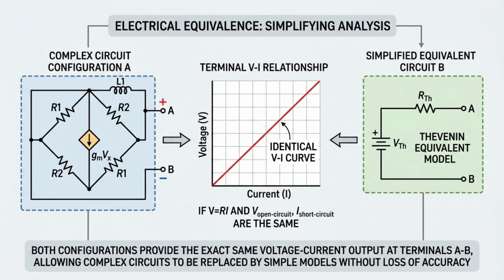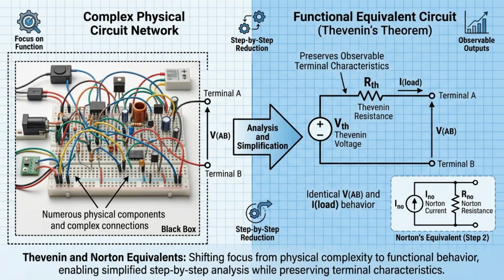If two different circuit configurations produce the same voltage-current relationship at their terminals, they are considered electrically equivalent. This allows engineers to replace complex structures with simpler models without losing accuracy in analysis. This idea is fundamental in engineering because it shifts focus from physical complexity to functional behavior. It allows circuits to be simplified step by step while preserving all observable electrical characteristics.